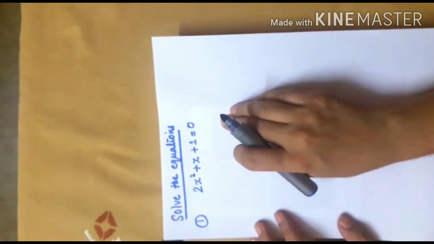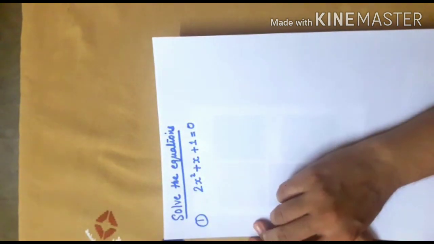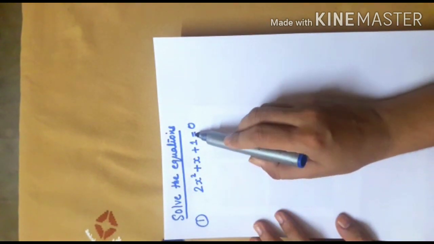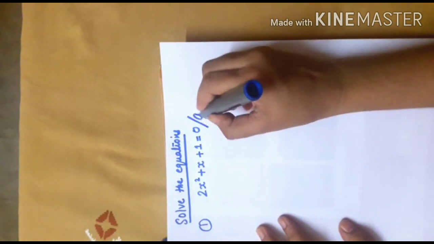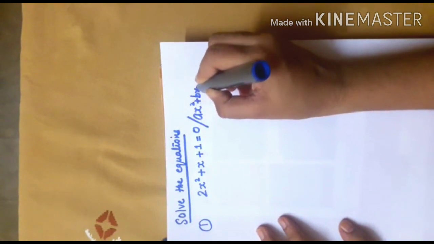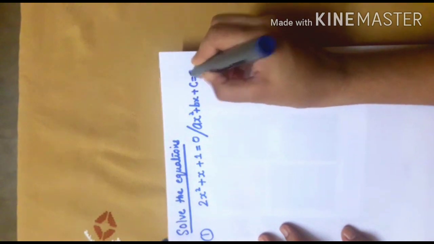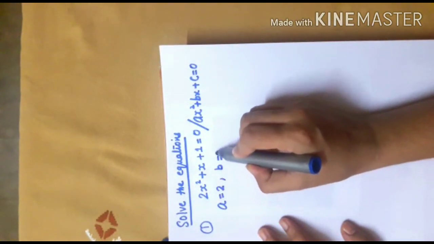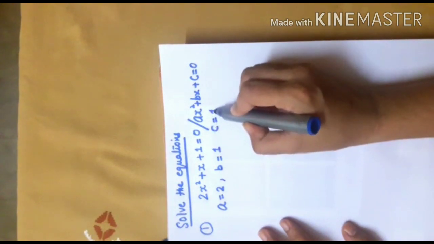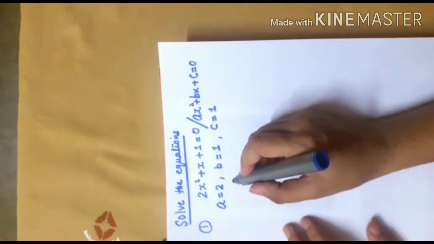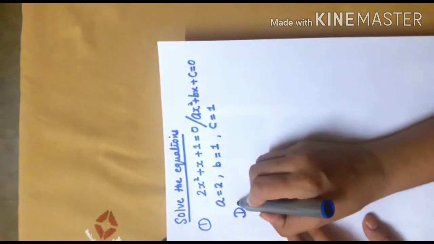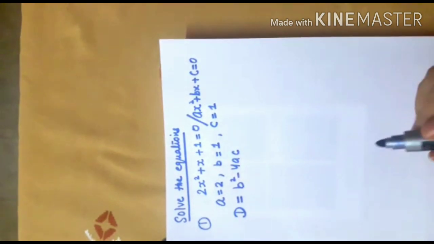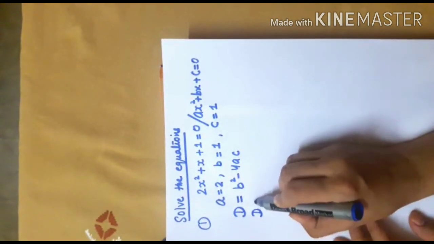Yes, now let's take the questions. Solve the following equations. The first is 2x square plus x plus 1 equals 0. Compare it with the general form ax square plus bx plus c equal to 0. Here a is 2, b is 1, c is 1. So it's a quadratic equation. I'll find out the discriminant, which is b square minus 4ac, to determine the nature of the roots.